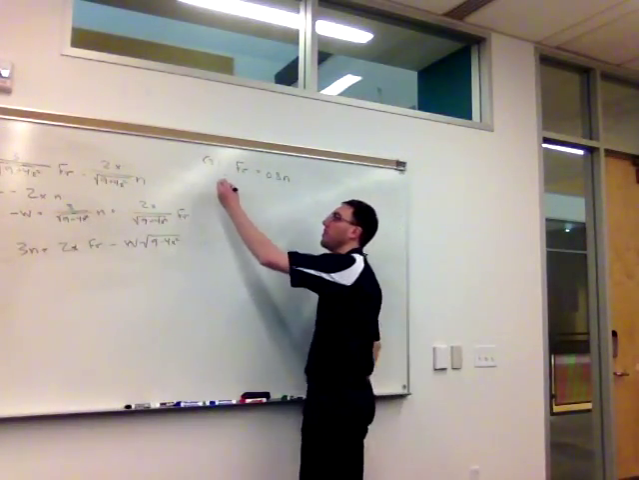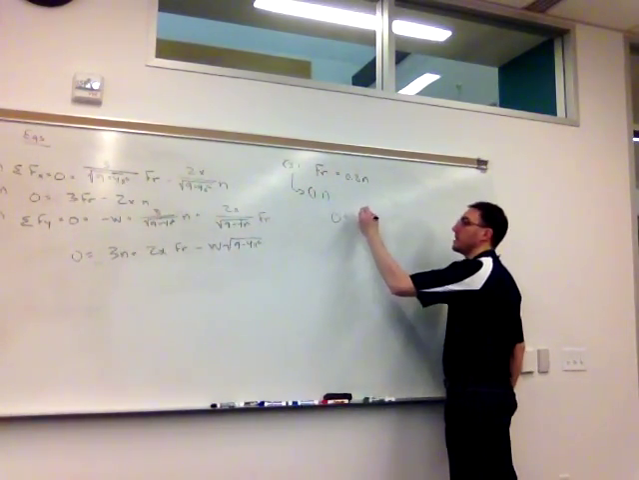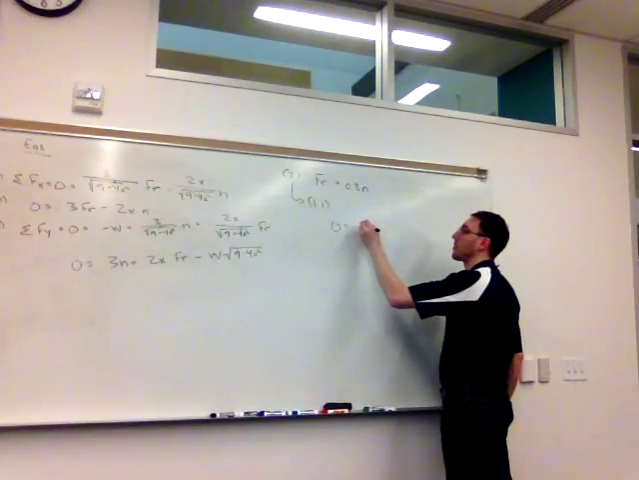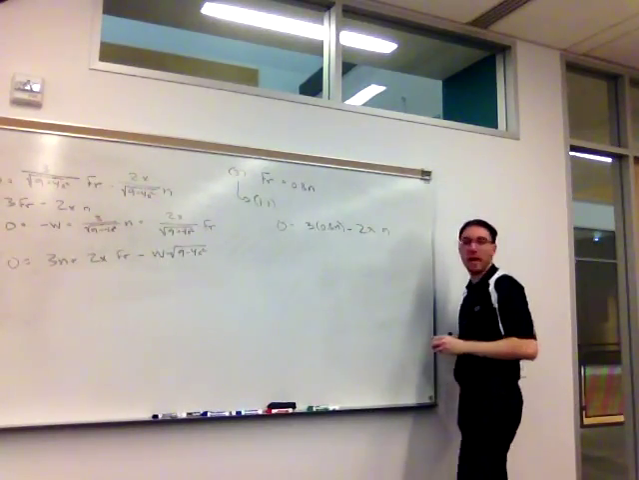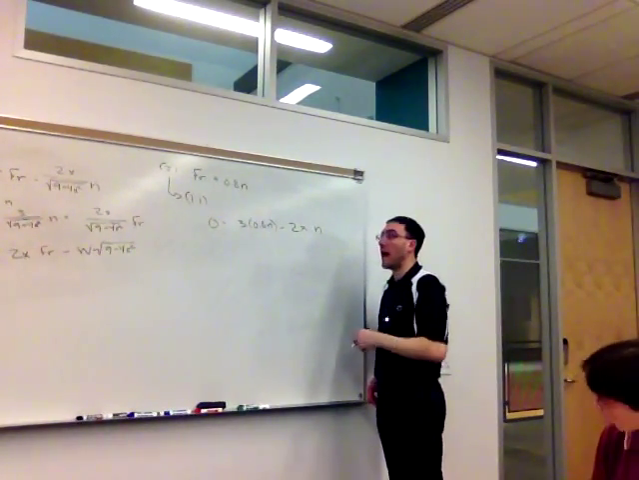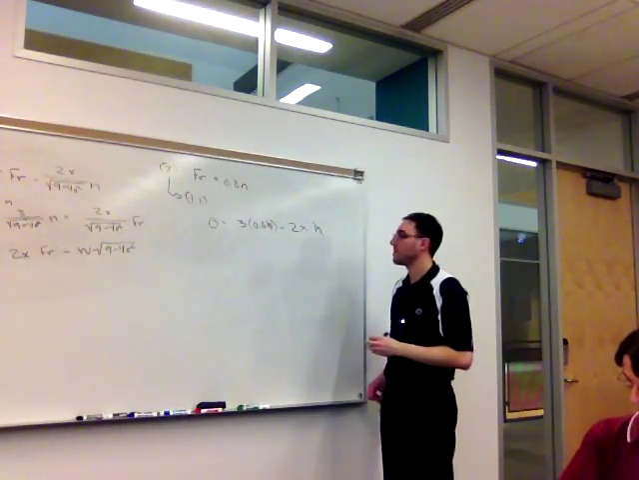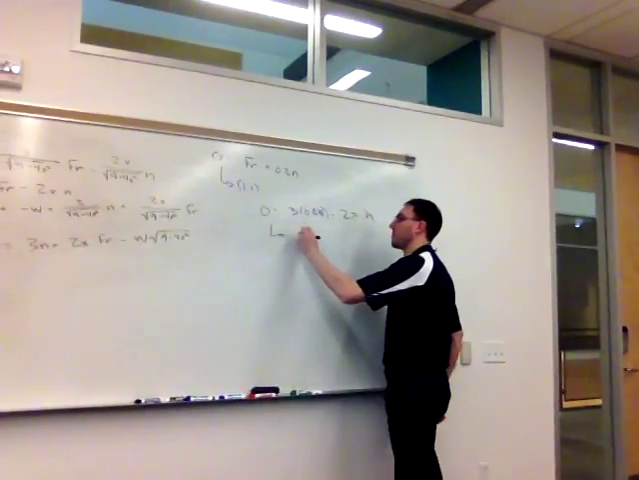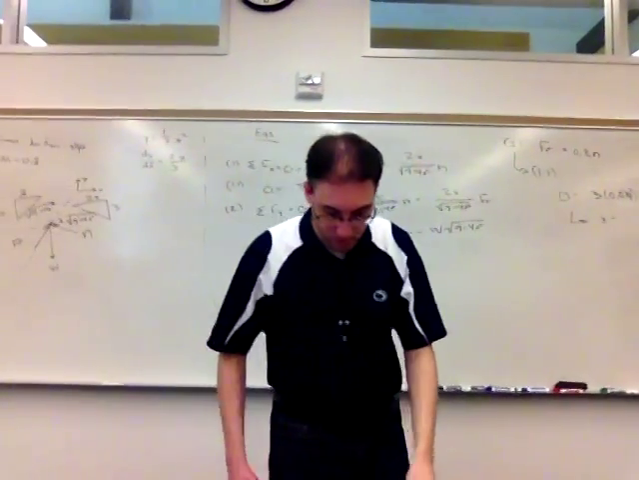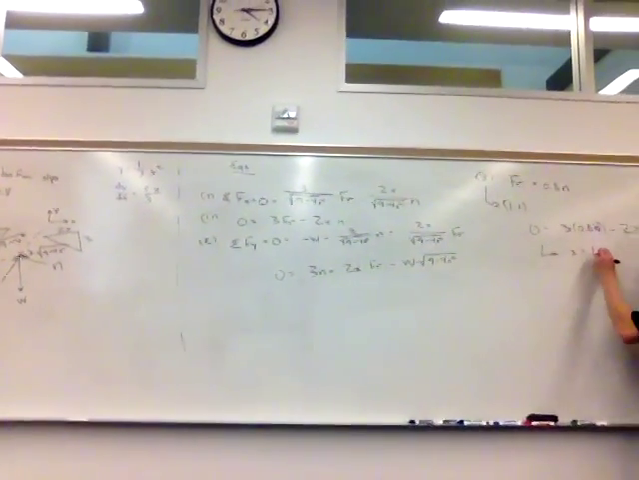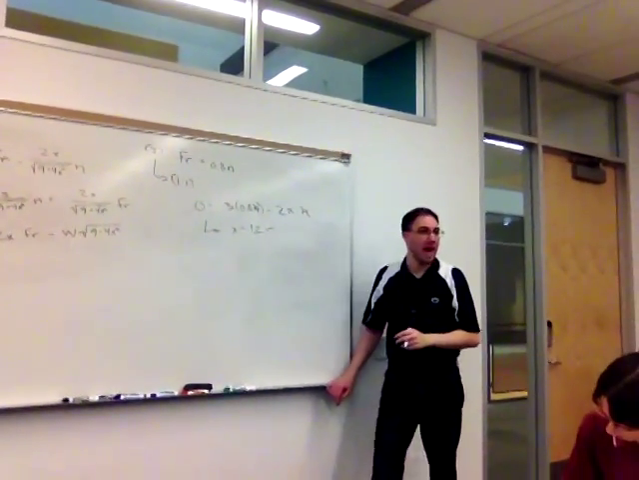Using equation 3, I can put that into equation 1 and say that 0 is 3 times 0.8 n minus 2x times n. And actually, I'm assuming that my normal force is not 0, so I can divide through by n. In which case, when x is equal to 1.2, is when the friction force will be at its maximum value.